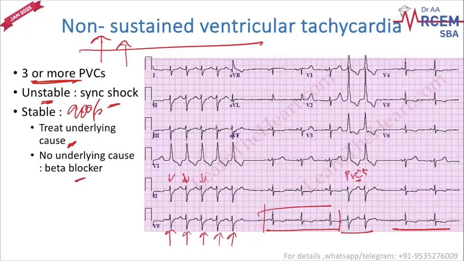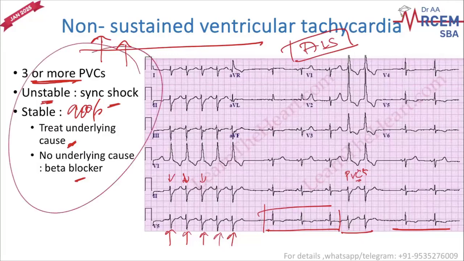Okay, this doesn't follow the normal ALS algorithm. This is an exception to your normal ALS algorithm, what we'll be learning in the resuscitation chapter. Non-sustained ventricular tachycardia is an exception. Remember that this is the treatment: unstable, synchronized shock; stable, treat the underlying cause. Most of the time, 90% of the time, these patients are stable. Just treat the underlying cause. If you couldn't find one, or in the stem of the question they have not given you any underlying cause, then treat it with a beta blocker.